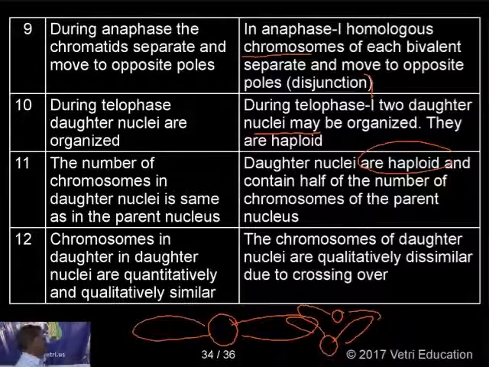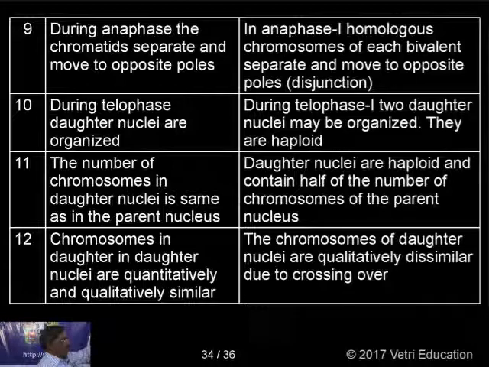In mitosis the number of chromosomes in daughter nuclei is similar to that in the parent nucleus, whereas in meiosis the daughter nuclei are haploid and contain half the number of chromosomes of the parent nucleus. Regarding the last point, in mitosis the chromosomes in daughter nuclei are qualitatively and quantitatively similar to those of the parent cell, whereas in meiosis the chromosomes of the daughter nuclei are qualitatively dissimilar because of the crossing over.